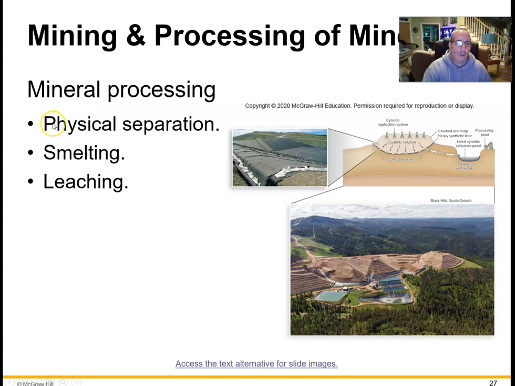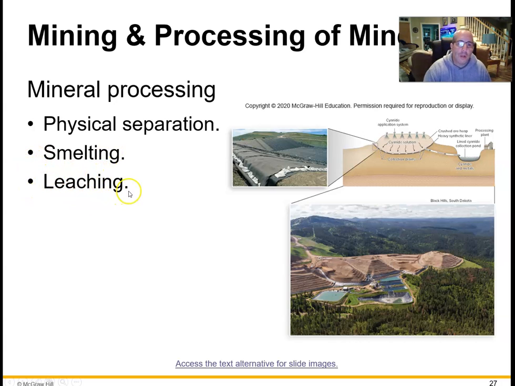You can actually crush it, break it up, screen it for separate sizes. That would be physical separation. Smelting is when you most likely have some type of metal that's included in another type of mineral. You're going to melt that. You're going to physically melt it to the point that it separates the different minerals from each other, and you're just going to take that metal away that you're trying to get out.